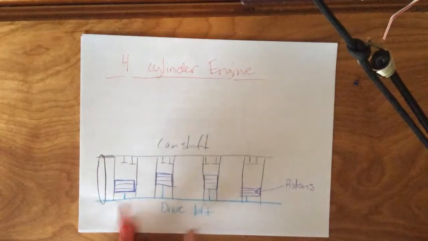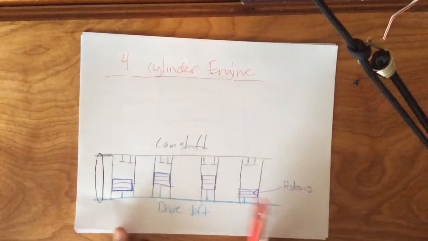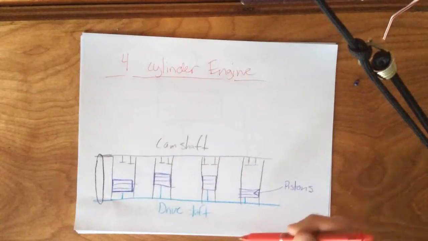go up at the same time, and then these two go up at the same time, and these two go down at the same time, and these two go down at the same time. And they're inverse of each other, so whenever these two are up, these two are down.